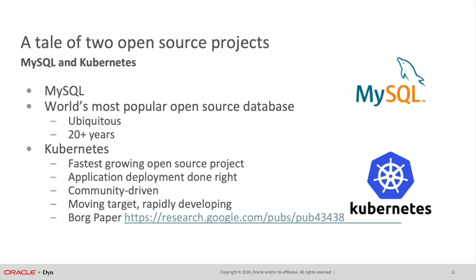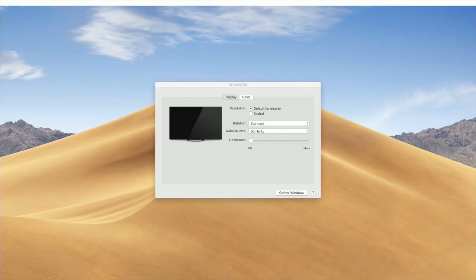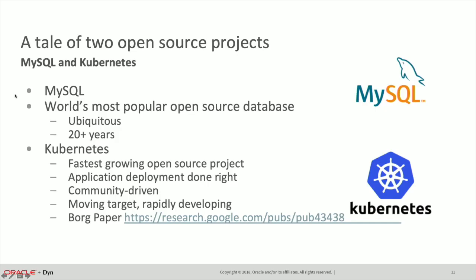Tale of two open source projects. You have MySQL, which is the world's most popular open source database. It's ubiquitous. It's been around 20 plus years. And then you have Kubernetes. Kubernetes is a pretty new project. It's based off of technology that's been around a while. Kubernetes was based off of Borg, which is what Google uses to run containers. And it uses the same patterns that Kubernetes is built off of.